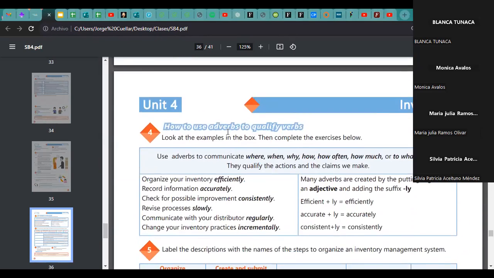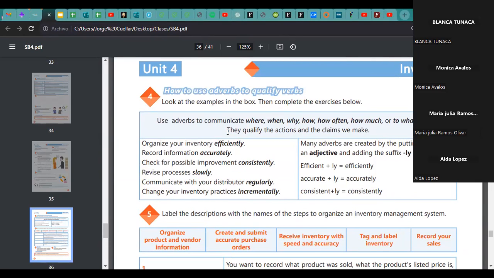Nice, very good. So let's move on to the grammar part. That is exactly what we were checking before. Adverbs to qualify verbs. Blanca, could you please help me reading the chart? Okay. Look at the examples in the box, then complete the exercise below. Use adverbs to communicate when, where, why, how often, how much, or to what degree. They qualify the action and the claims we make.